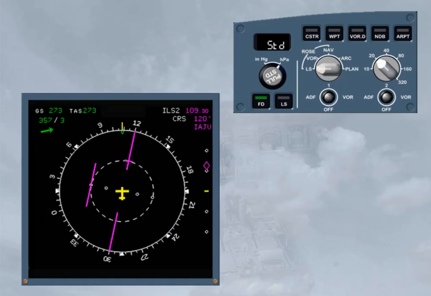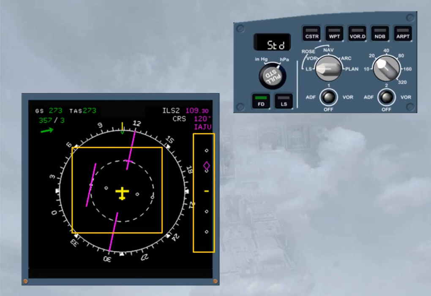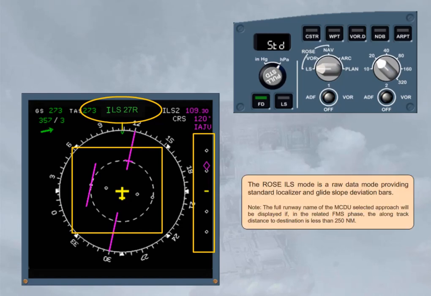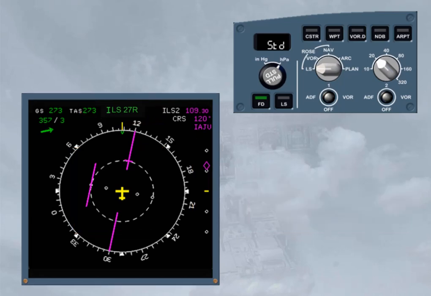The ROSE ILS mode is a raw data mode, providing standard localizer and glide slope deviation bars. Note, the full runway name of the MCDU selected approach will be displayed if, in the related FMS phase, the along track distance to destination is less than 250 nautical miles. Other information is displayed to assist you. An ILS course pointer, ILS information.